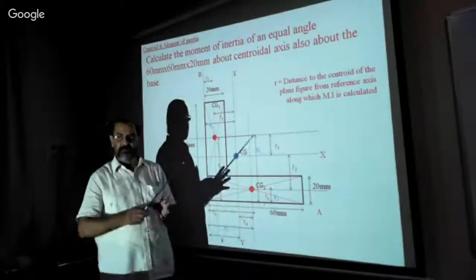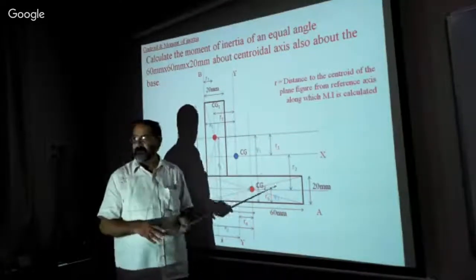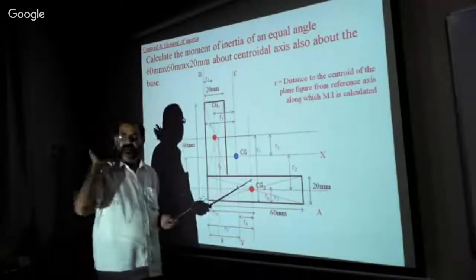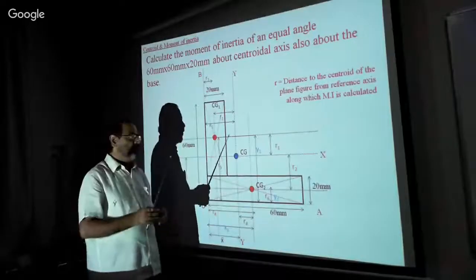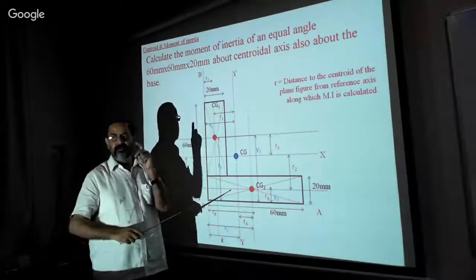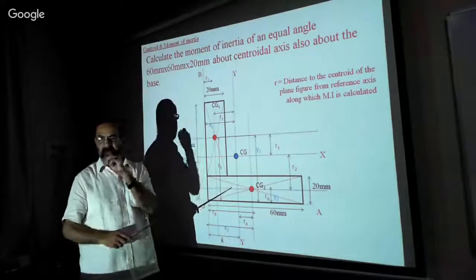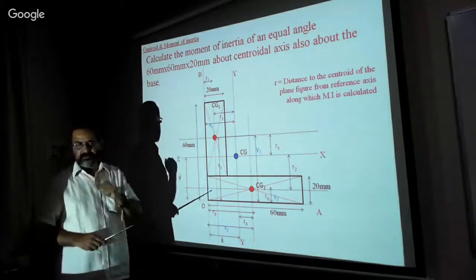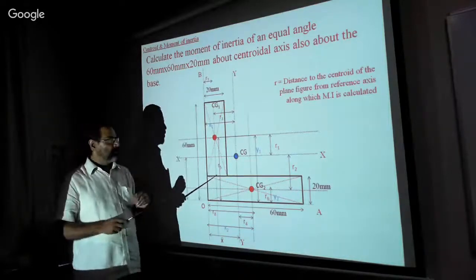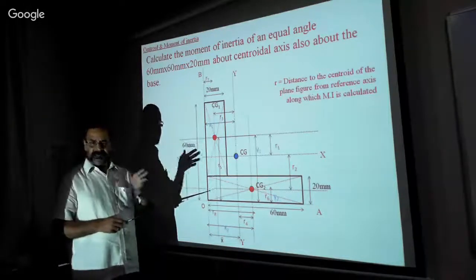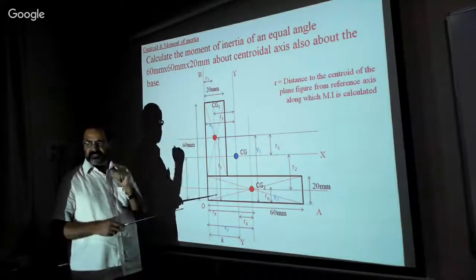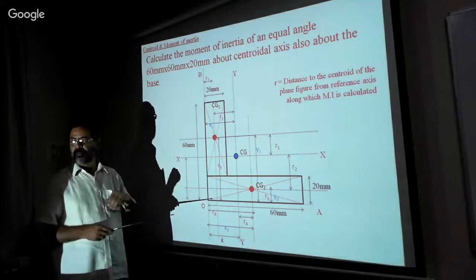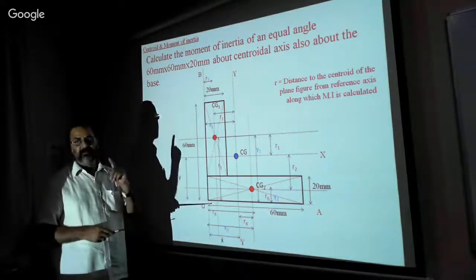If you understand this clearly, now our problem is solved. Very simple, and we can solve this problem. We have 2 theorems: one is the perpendicular axis theorem, the other is the parallel axis theorem. In the perpendicular axis theorem, the moment of inertia of the section about the z axis is equal to the moment of inertia about the x axis plus the moment of inertia about the y axis.